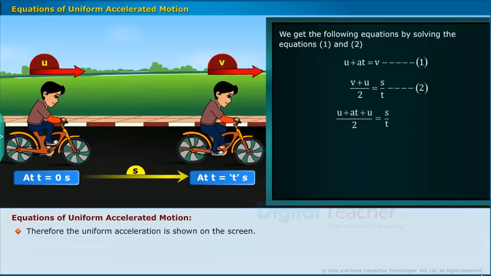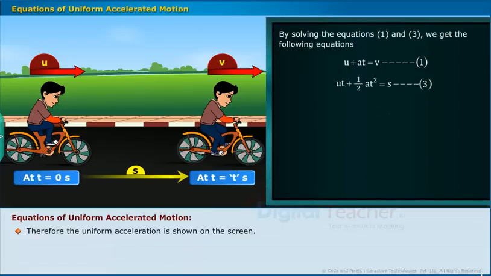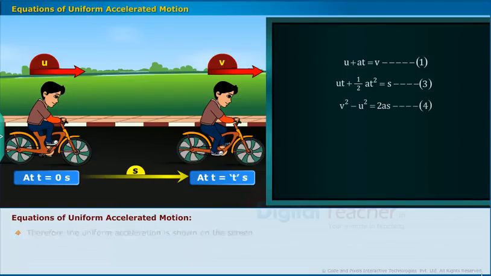We get the following equations by solving equations 1 and 2. Here, we get the equation ut plus half at square is equal to s. Consider it as equation number 3. By solving equations 1 and 3, we get the following equations. Finally, we get the equation v square minus u square is equal to 2as. Consider it as equation number 4. The equations of uniform accelerated motion are shown on the screen.